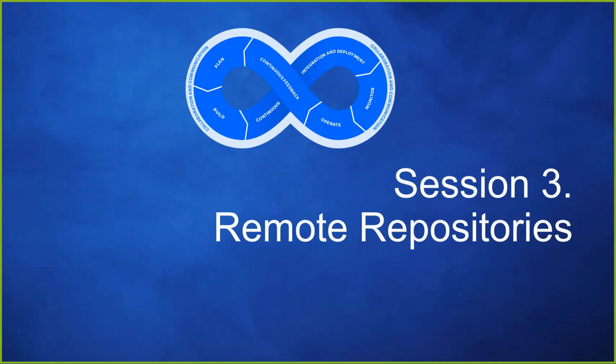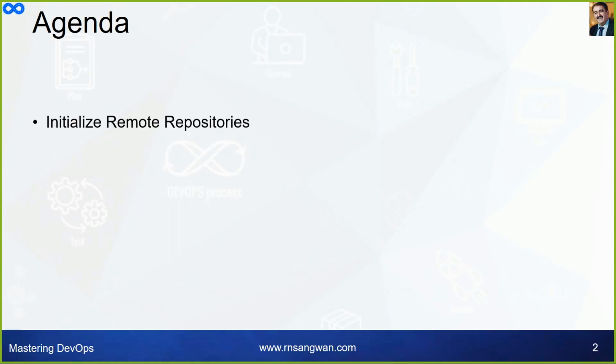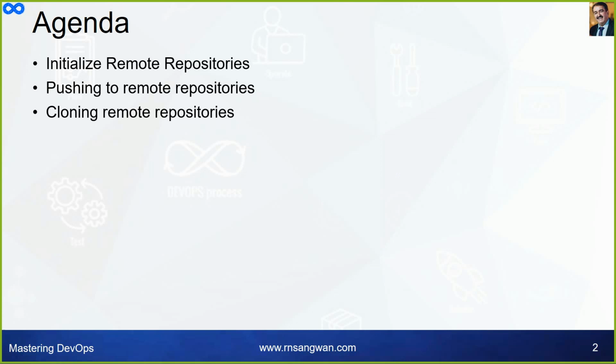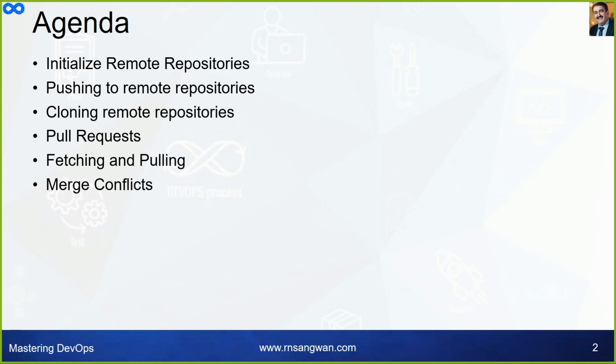This is session 3, remote repositories in Git. What we will learn in the session: initialize remote repositories, push to remote repositories, cloning remote repositories, pull requests. All these things we'll learn in the session, like fetching and pulling, a comparative study, what is the difference between the two, and merge conflicts, how they work.